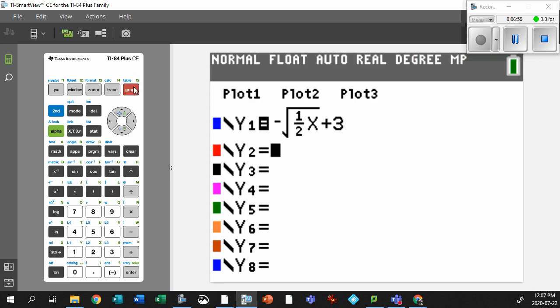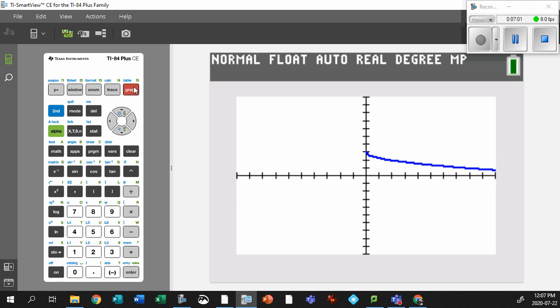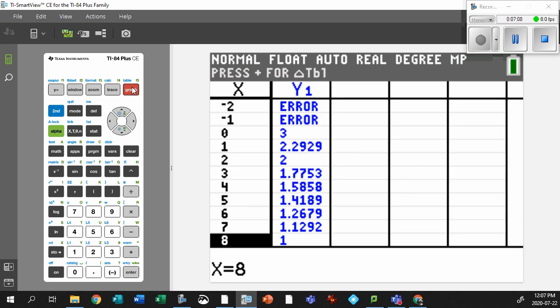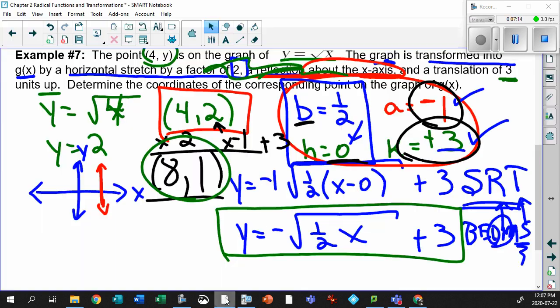I'm going to hit graph. There's what my graph looks like. Oh, there's that reflection we talked about. Fancy, fancy, fancy. Now go second table and look at that. Lo and behold, there's the (8, 1) that we're talking about. Oh, I see it now. So you can devise this using all of the formulas in a, b, h, and k that we did before, but you can also verify it using your calculator.